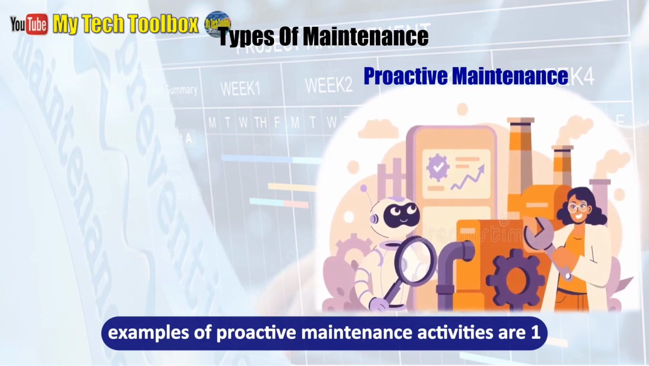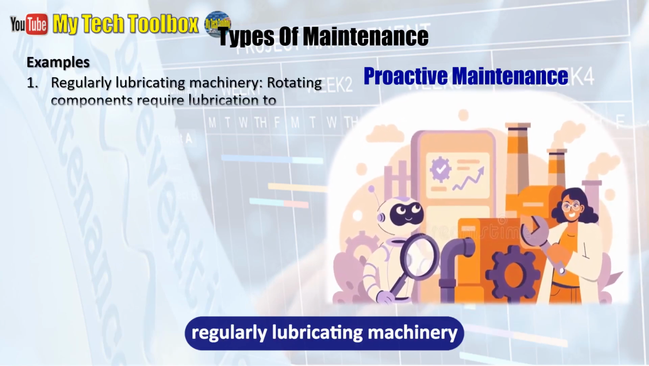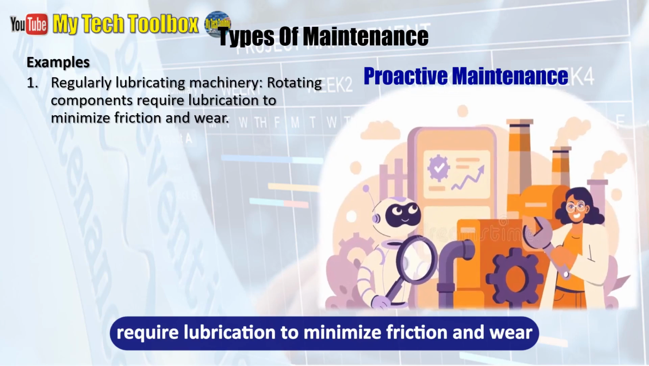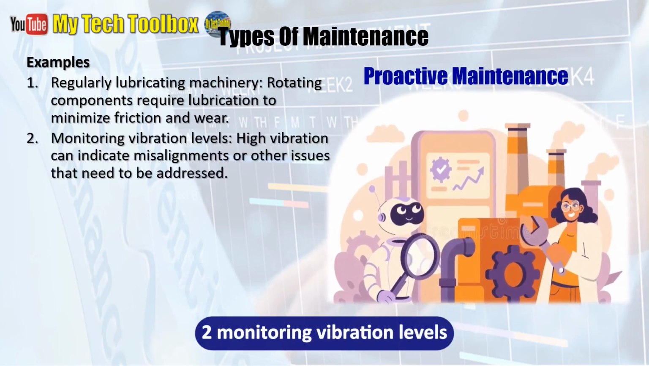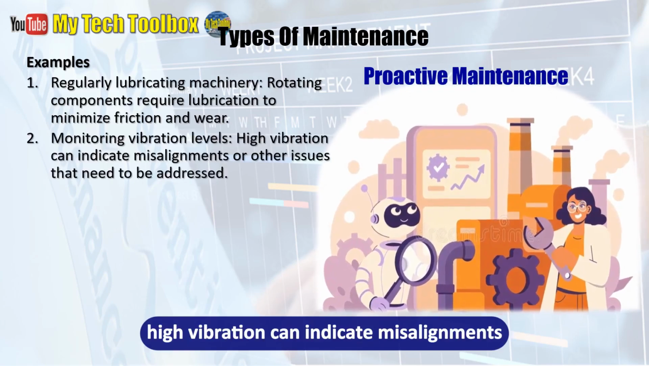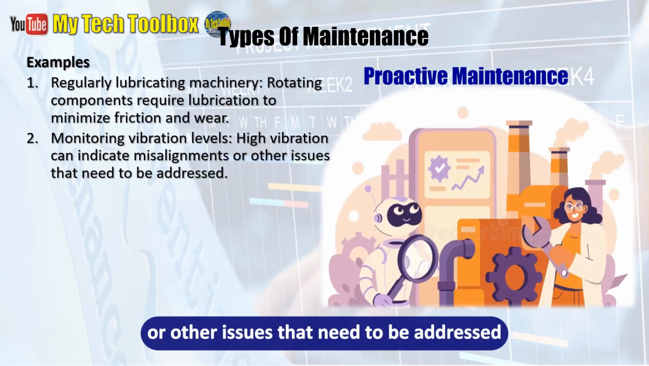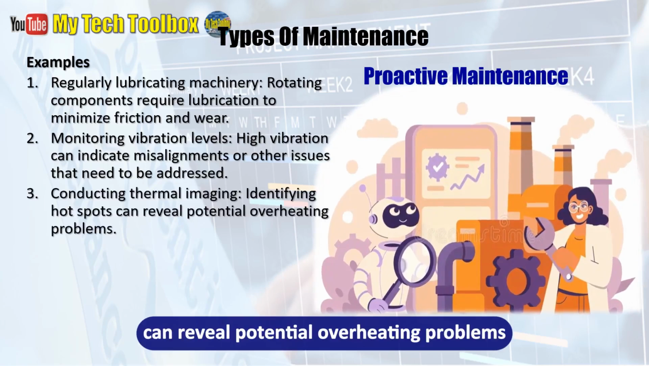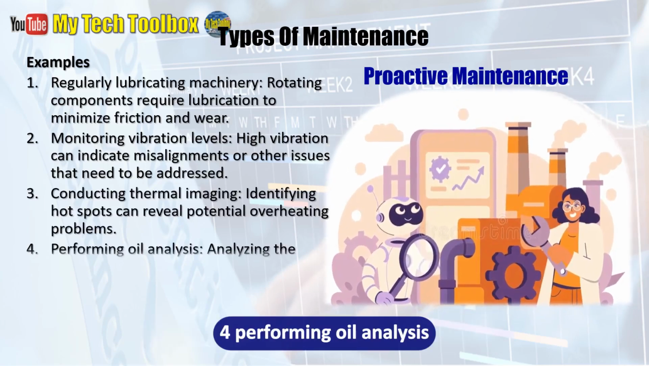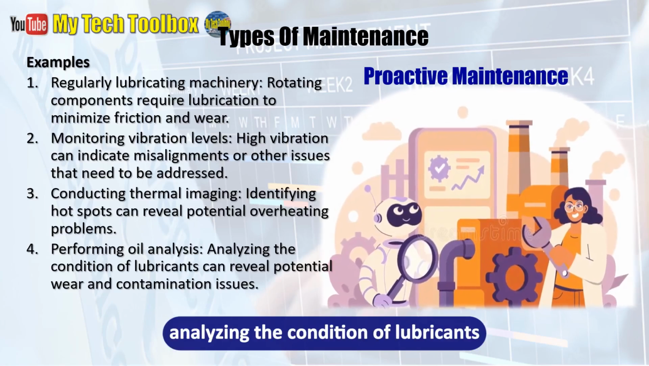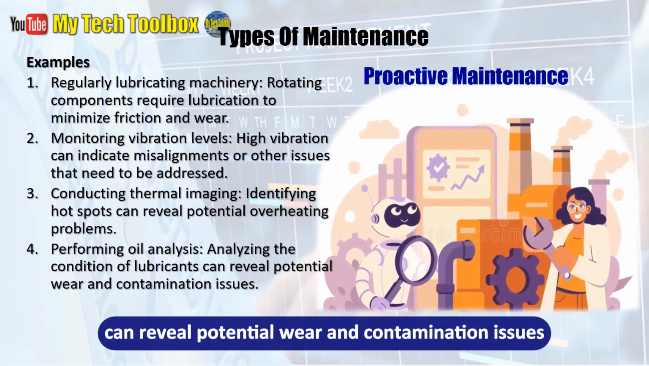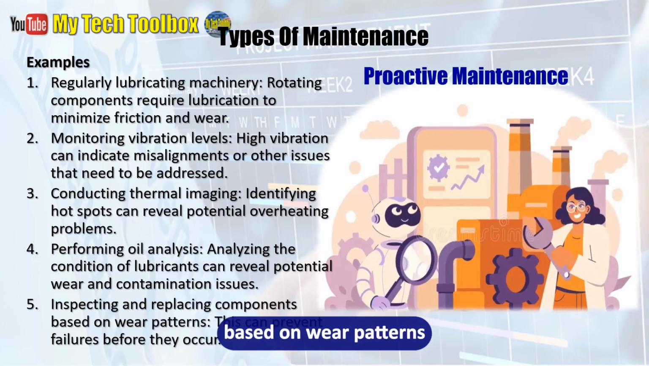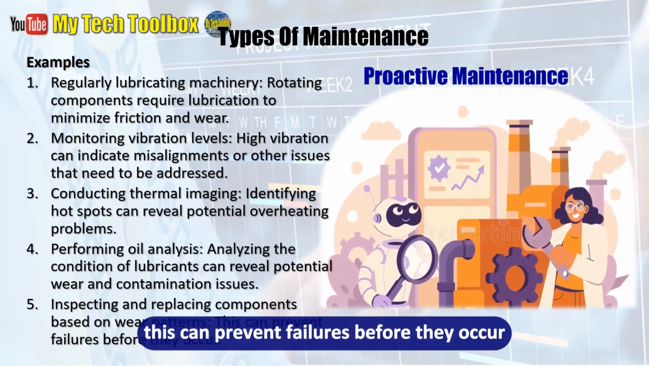Examples of proactive maintenance activities are: 1. Regularly lubricating machinery. Rotating components require lubrication to minimize friction and wear. 2. Monitoring vibration levels. High vibration can indicate misalignments or other issues that need to be addressed. 3. Conducting thermal imaging. Identifying hotspots can reveal potential overheating problems. 4. Performing oil analysis. Analyzing the condition of lubricants can reveal potential wear and contamination issues. 5. Inspecting and replacing components based on wear patterns. This can prevent failures before they occur.